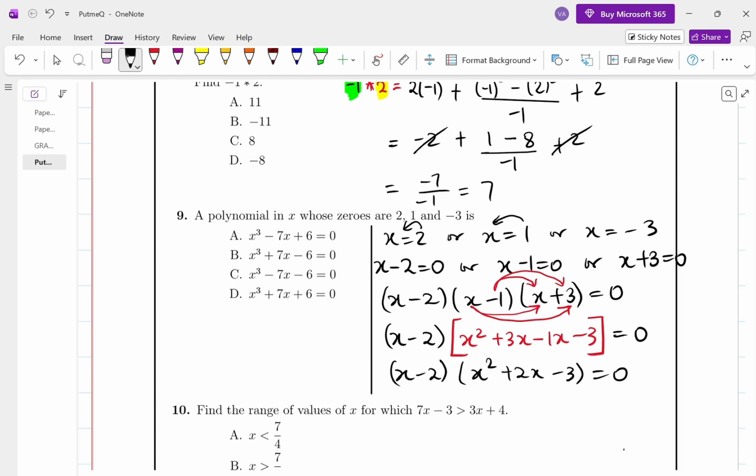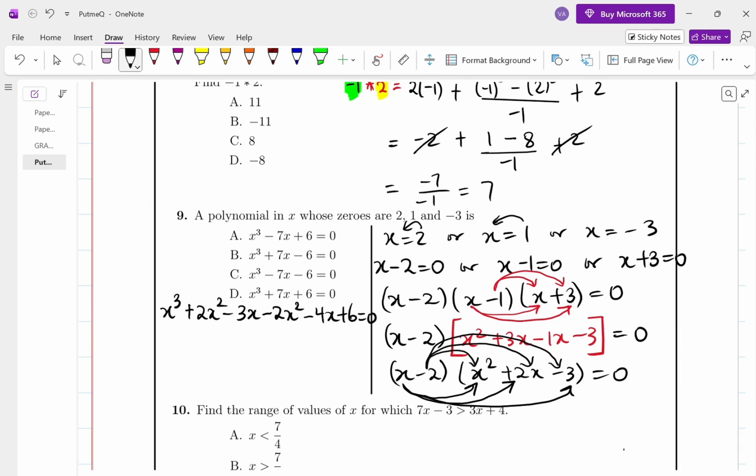Okay, so x times x squared is x cubed. x times 2x is 2x squared. x times minus 3 is minus 3x. So this is what we have. The next, minus 2 times x squared is minus 2x squared. Minus 2 times 2x is minus 4x. And then minus 2 times minus 3 is plus 6. That will be equal to 0.